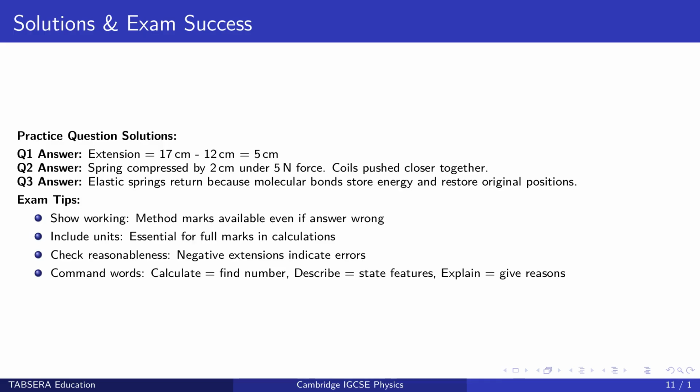Now, exam success tips. First, always show your working. Even if the final answer is wrong, you earn method marks for correct approach. Second, include units in every calculation step. This is essential for full marks. Third, check if your answer is reasonable. Negative extensions usually indicate calculation errors.